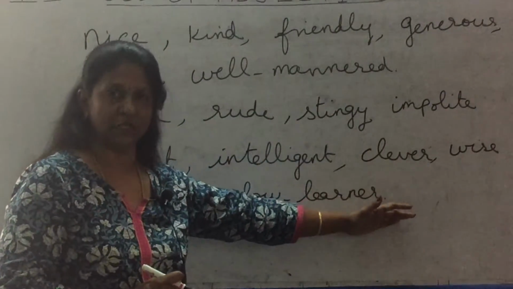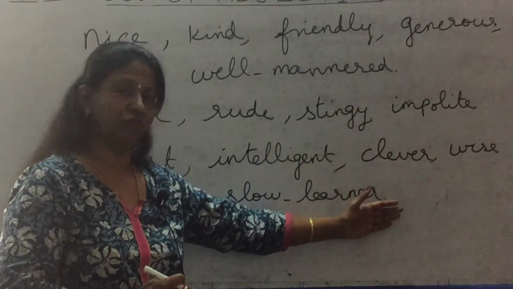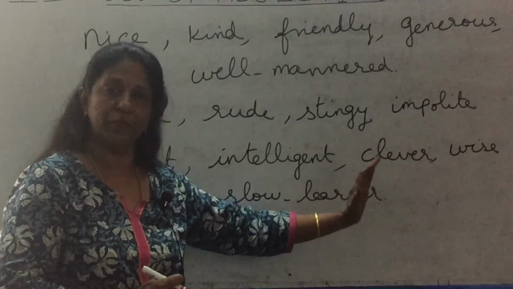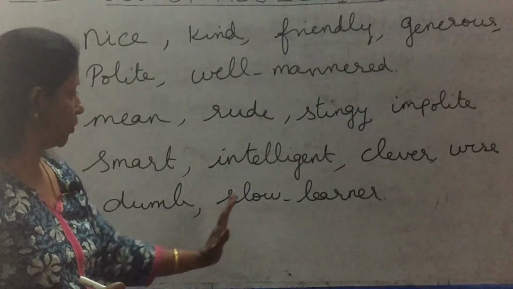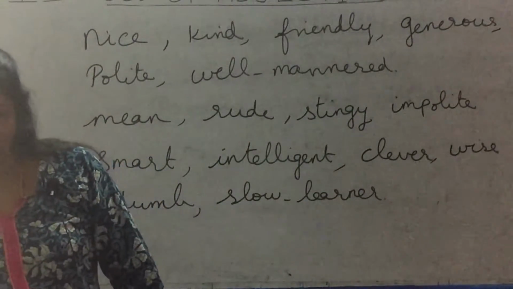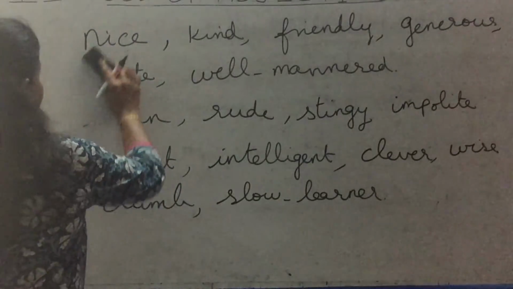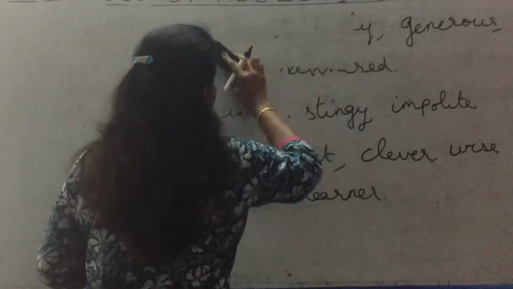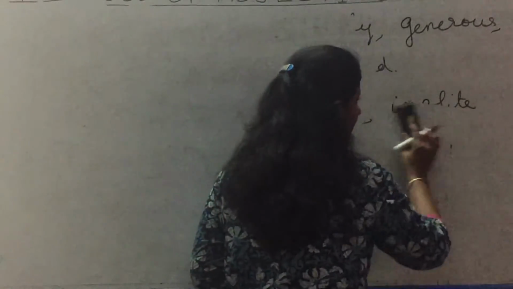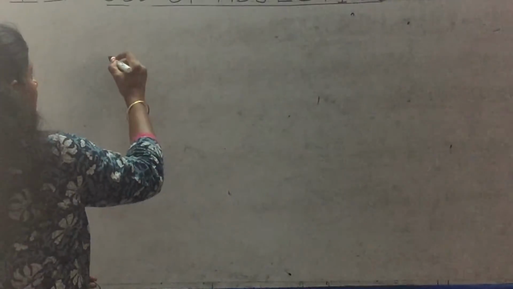So these are some words. There are many words, but slowly we will go to the next level. These are some words which are used to describe a person, whether he or she is intelligent or dumb or a slow learner. Next, I would like to tell some words related to feelings. For example, I say impulsive.